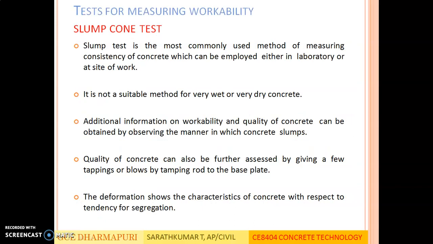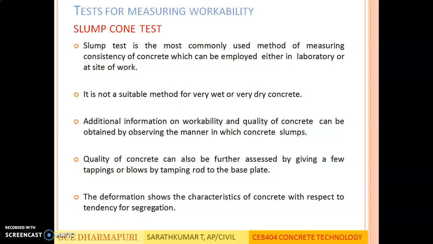So first we are going to see the slump cone test. Slump test is the most commonly used method of measuring consistency of concrete, which can be employed either in the laboratory or at the site of work. It is not a suitable method for very wet or very dry concrete.